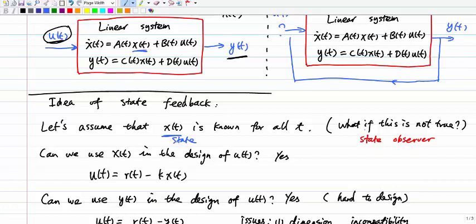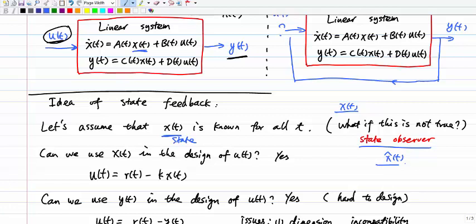One question is, what if this is not true? What if I don't know x(t)? There's a way we can also do a state observer or state estimator. We can estimate the state. We'll talk about that later on. That's not the focus of this lecture. Here we assume that x(t) is known.